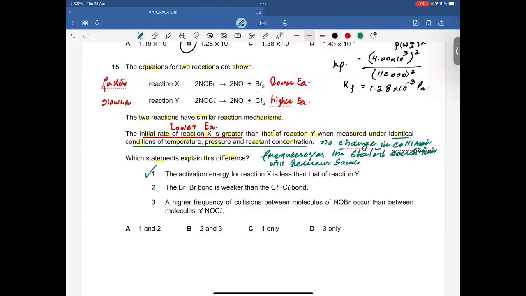So we can write that the second statement is incorrect because the rate of reaction and activation energy have nothing to do with the products and bond energy.